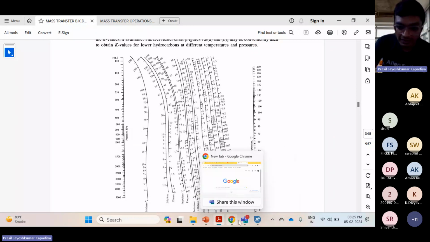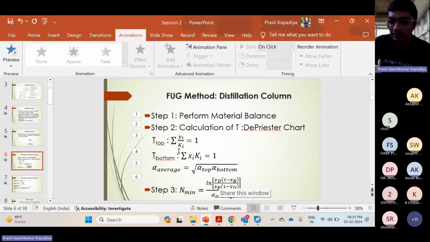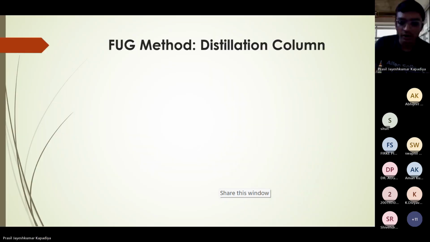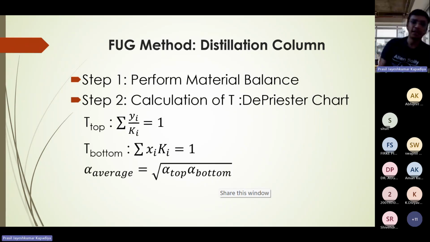You need to first guess the temperature. For that guessed temperature, you need to check the value of K. And for those values of K, the summation of yi by Ki should be equal to 1. Whenever that yi by Ki is equal to 1, that is our dew point temperature and corresponding bubble point temperature. So what is Ki here? Ki is yi by xi.